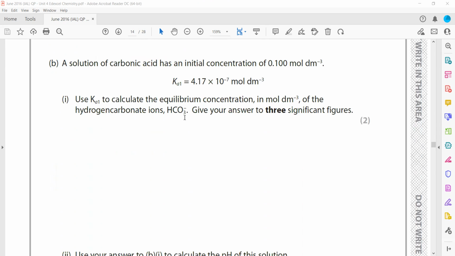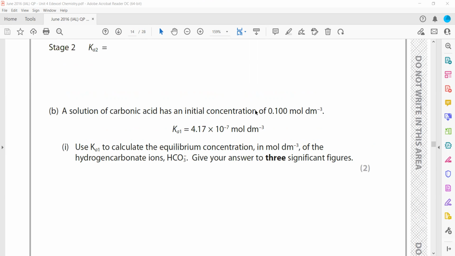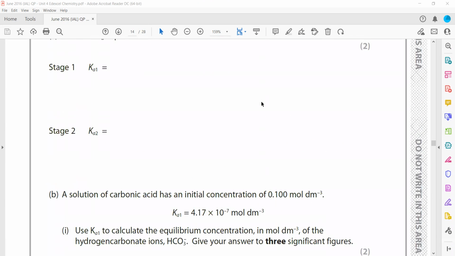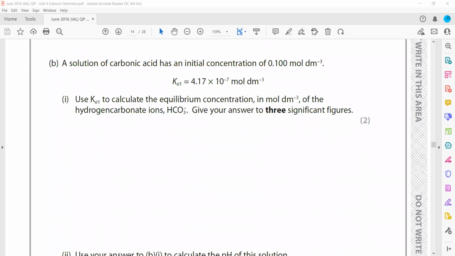Then a solution of carbonic acid has an initial concentration of 0.1. The Ka1 is given. Using Ka1, calculate the equilibrium concentration in mole per dm cube of hydrogen carbonate ion HCO3-. So Ka1, we already wrote the expression, which is the product divided by reactant. The products are HCO3- and H3O+, or we can also say H+ ion.